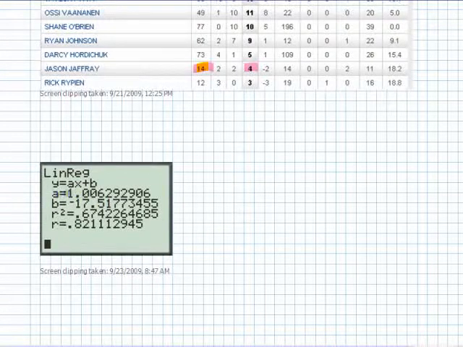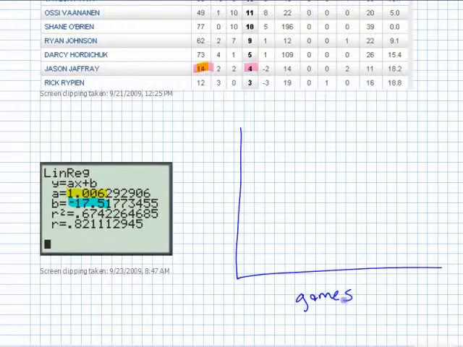So we got a slope of 1.006, and we have a y-intercept of, I mean, this isn't going to make any sense, negative 17. The slope is probably the more interesting thing here. Remember on our graph we had games played down here, and what did we have up on the vertical axis? Points, right?